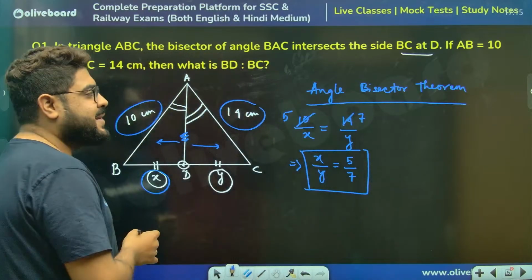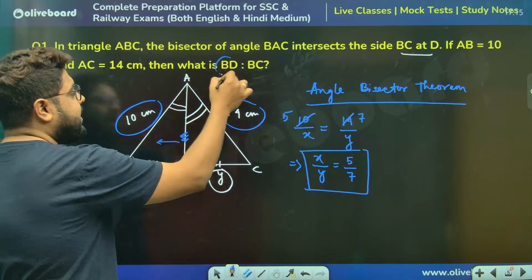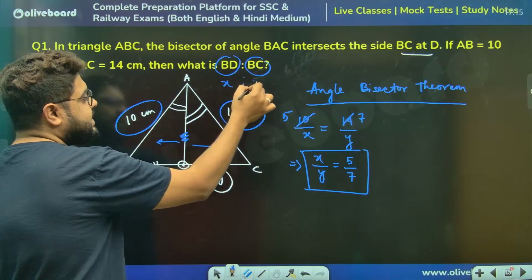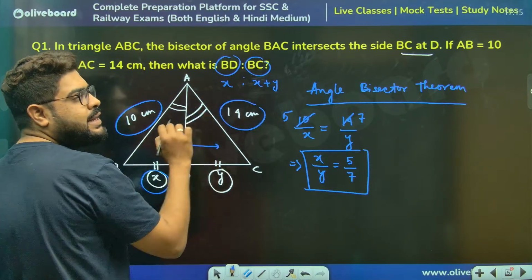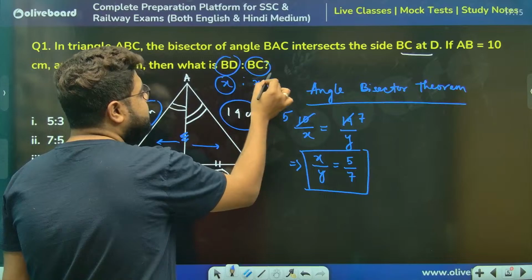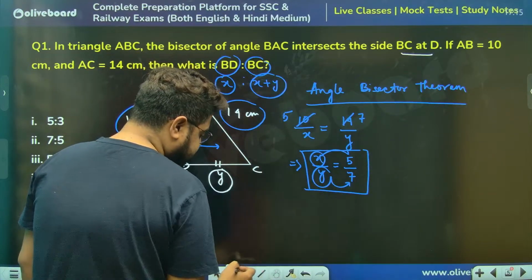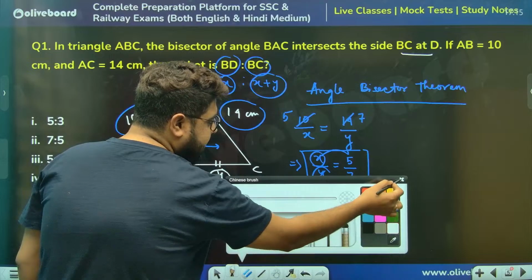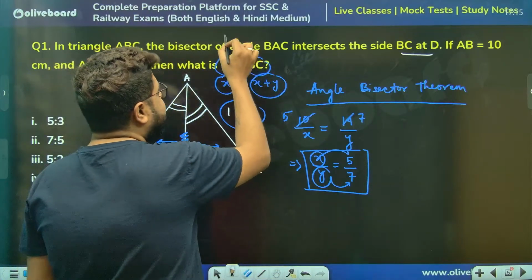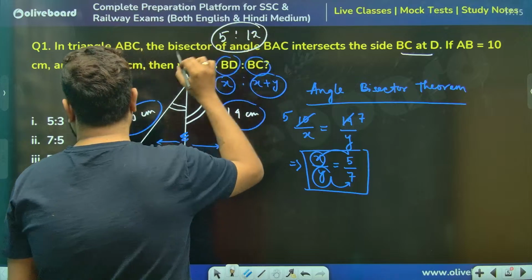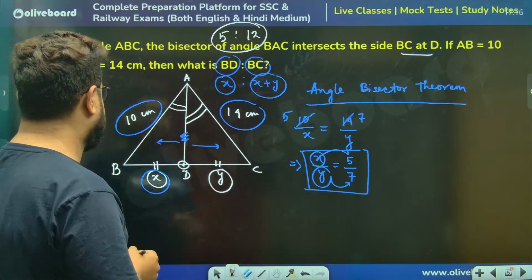But I need BD by BC. BD was X and BC is X plus Y. I need this ratio. Just put down the values: X is 5, Y is 7. Just put down those values and you will get your answer. So that is 5 ratio, 5 plus 7 is 12, that is 5 ratio 12.